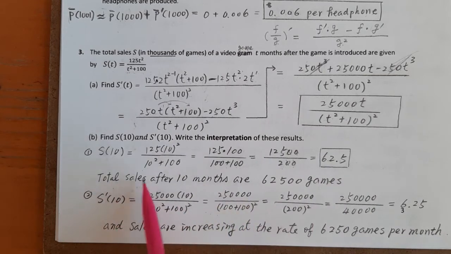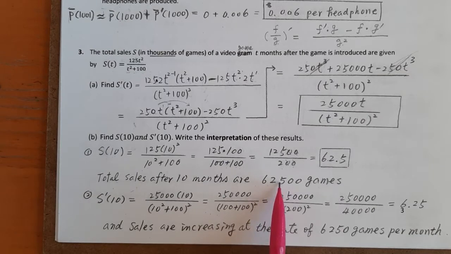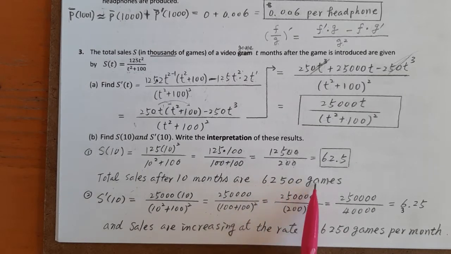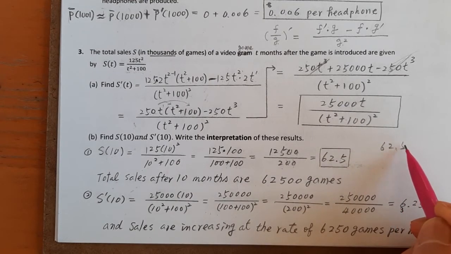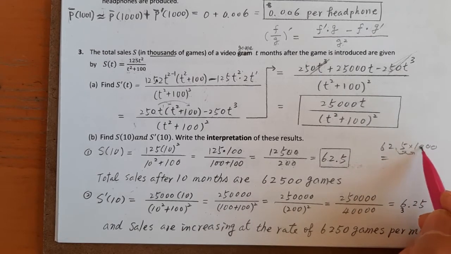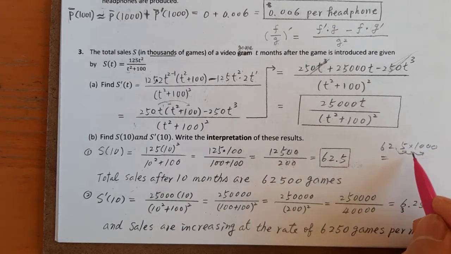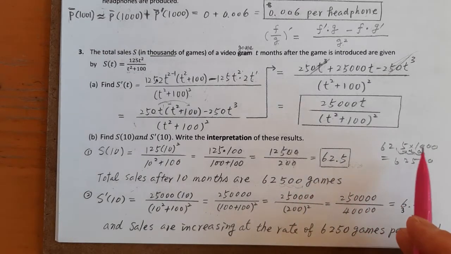62.5 thousand. So total sales after t months are 62,500 games. That's 62.5 thousand, so this one times 1,000. 62.5 times 1,000: there are 3 zeros, so move the decimal point to the right 3 positions and get 62,500. That's times 1,000.